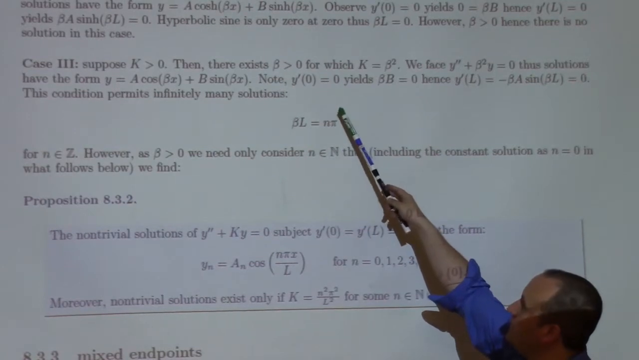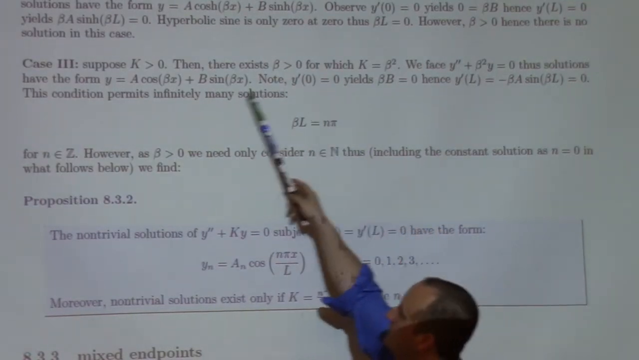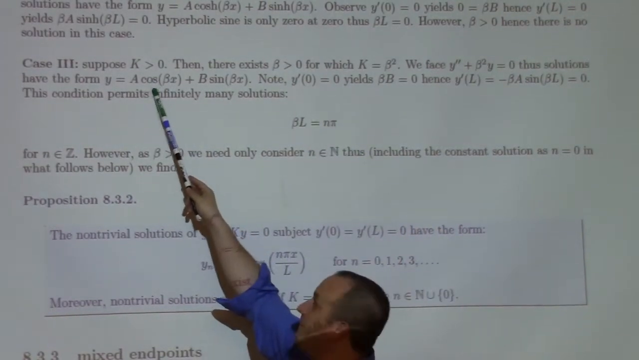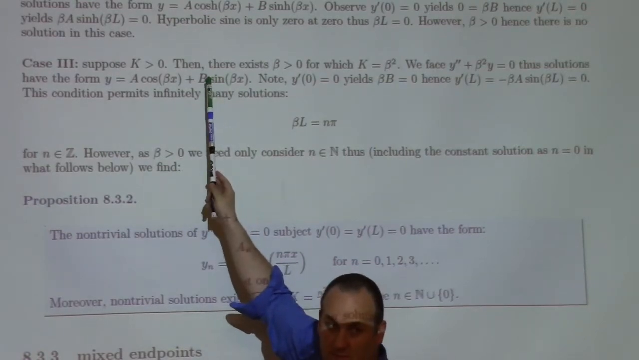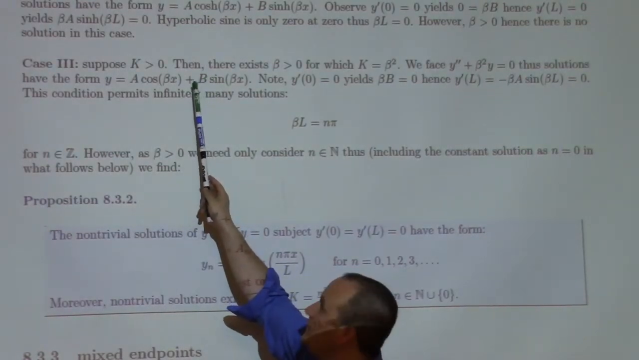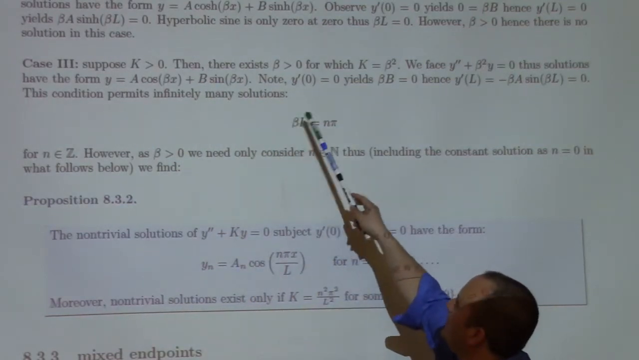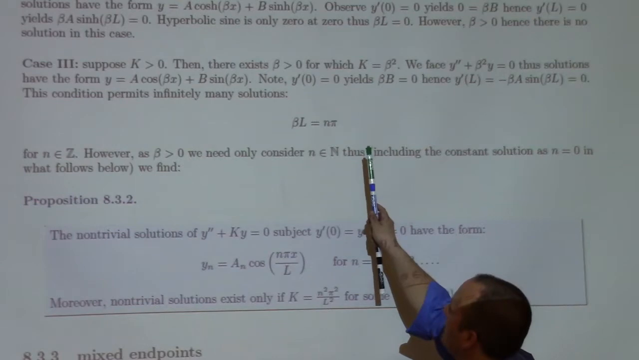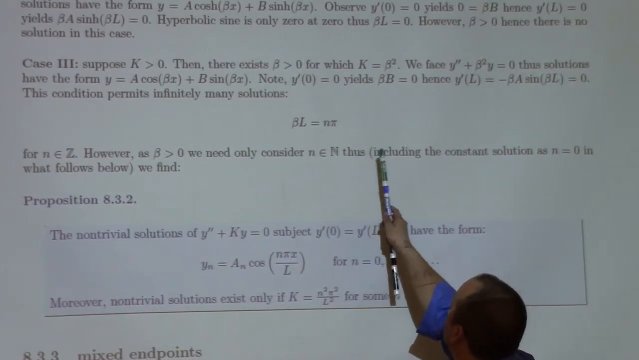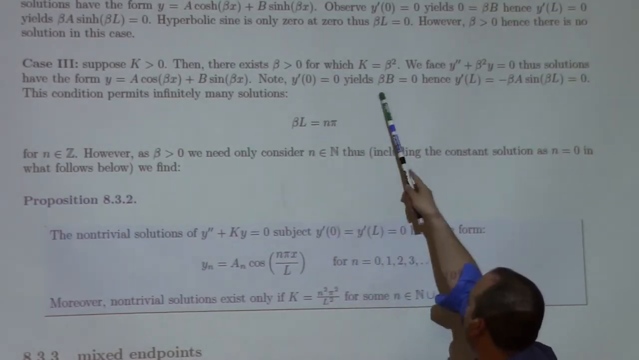We plug in y prime of 0. Well, y prime of 0 makes this become a sine, makes this become a cosine. Cosine of 0 is 1. So this ends up giving us beta b. Oh, I said something wrong here. Oh, yes. So b is equal to 0, right?